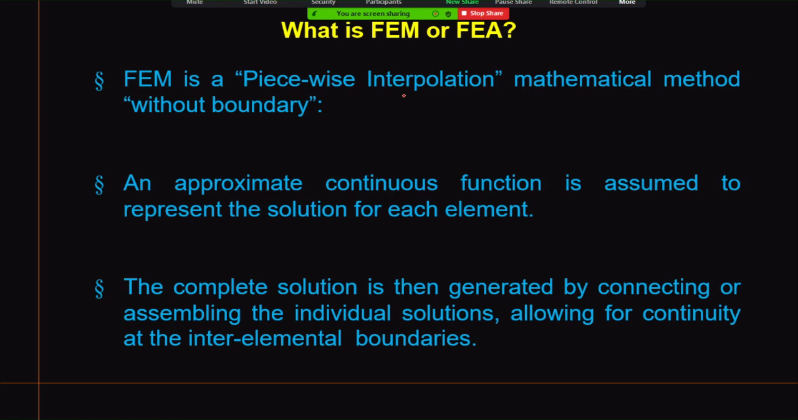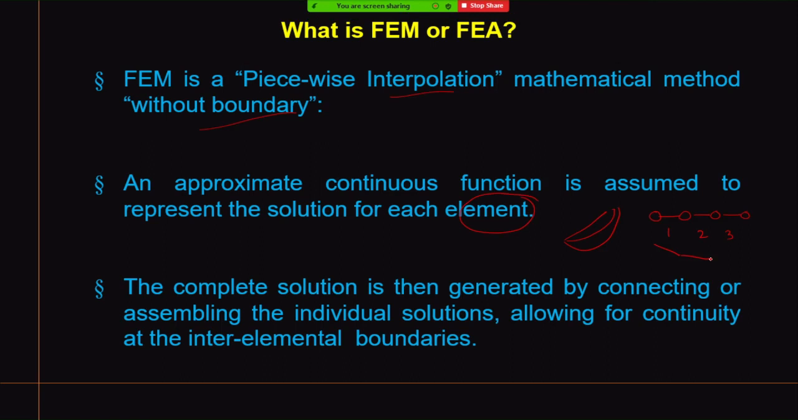Then the complete solution is nothing but the combination of the solutions of all the elements. This is one element, then a second element, a third element, and the total solution is this one connection, this another connection, then this third connection.